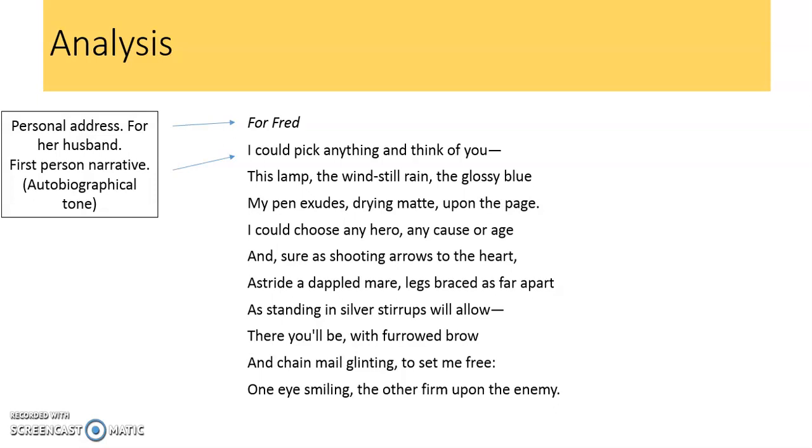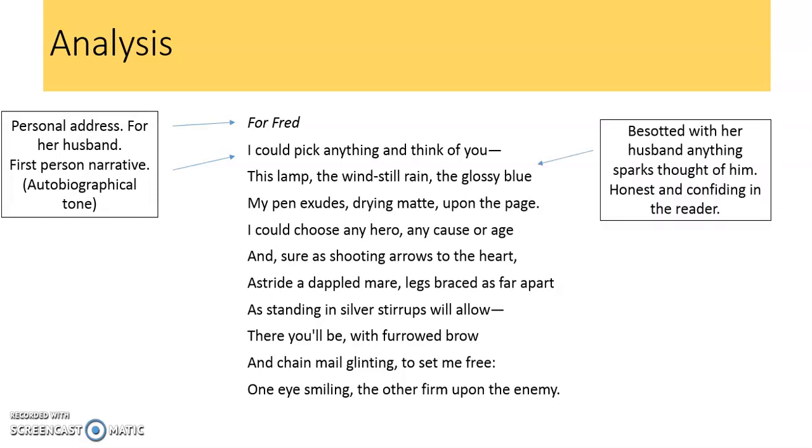It's written in the first person narrative because she says "I", which gives it an autobiographical tone. She's talking about herself, about her life. It's a very personal opening to the poem. "This lamp, the wind still rain, the glossy blue, my pen exudes, drying matte upon the page." So here we have a real kind of intimate style.